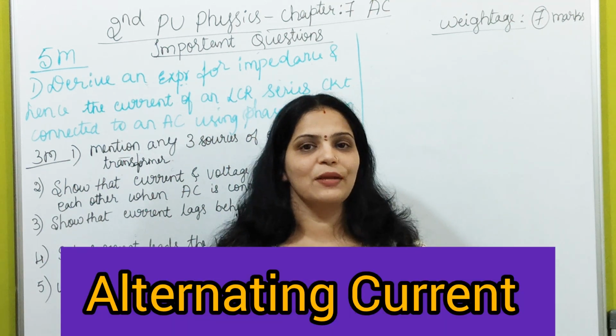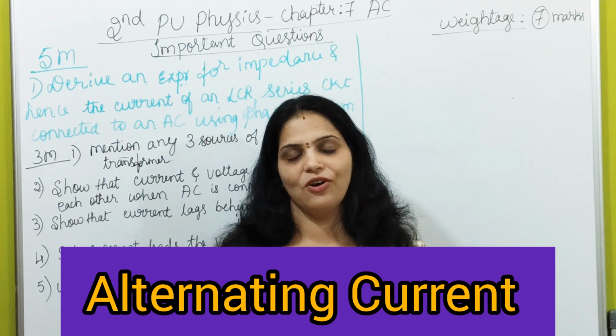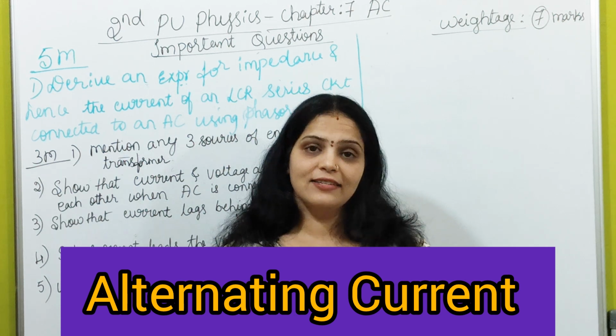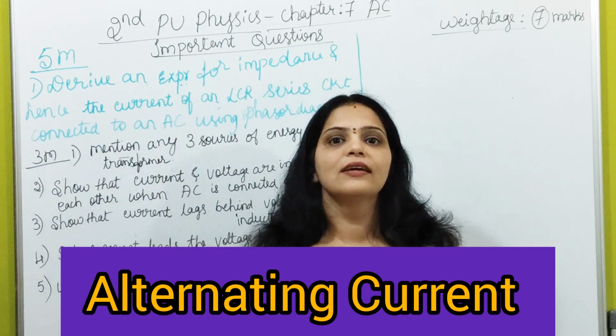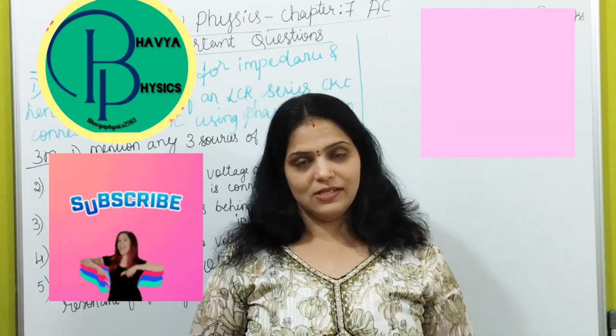Today we are going to discuss important questions of chapter 7 of 2nd PU Physics, alternating current. Weightage of this lesson is 7 marks. So what are all the important questions?